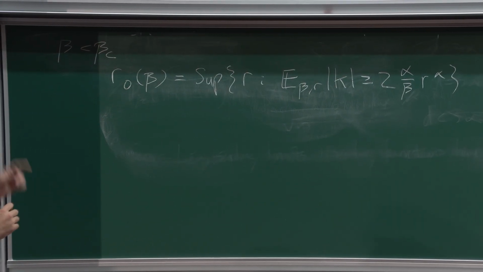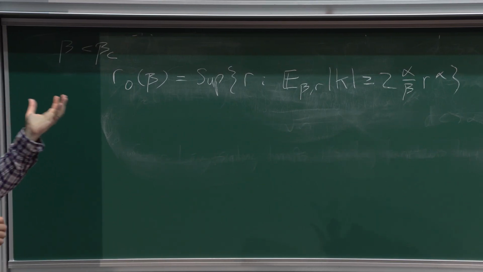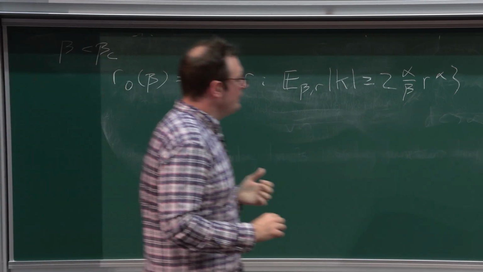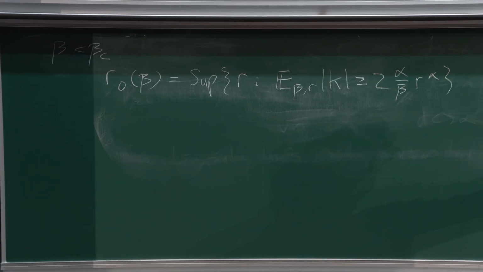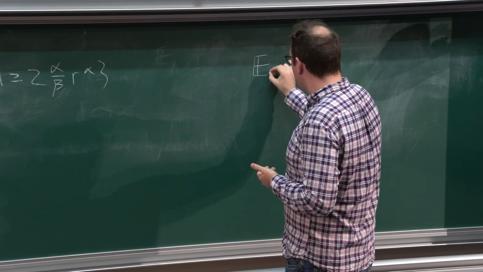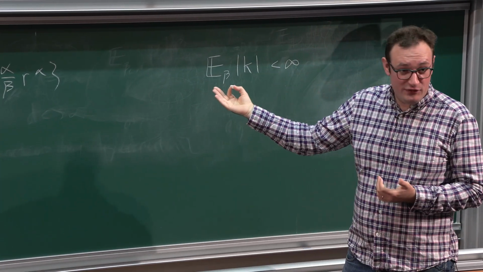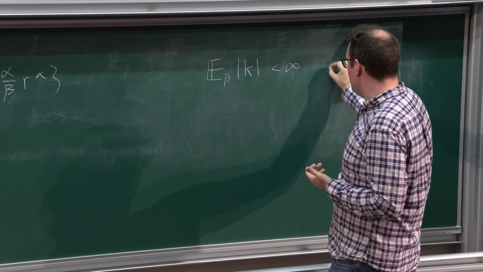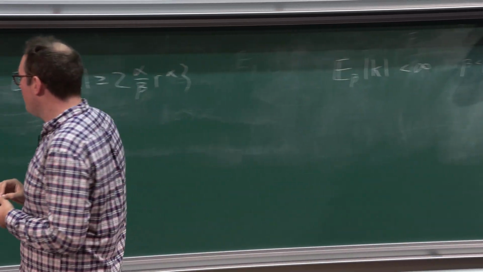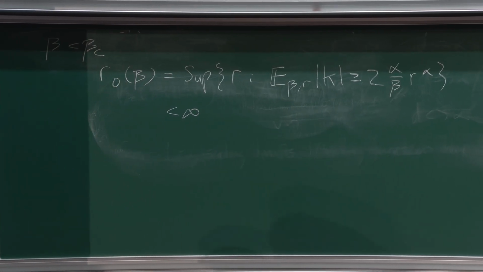Now, I know, by the sharpness of the phase transition, which I might prove tomorrow, actually, because it's relevant for the 2-point function things, that this, without any cutoff, is a finite number if beta is less than beta c. So in particular, this R0 is finite when beta is less than beta c.